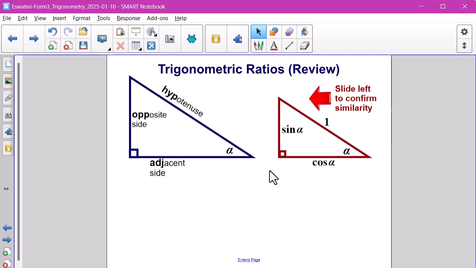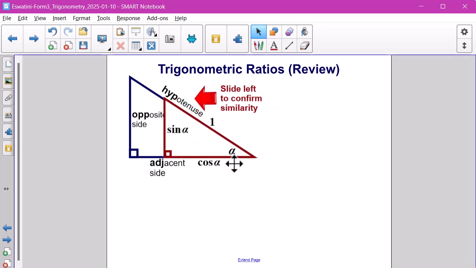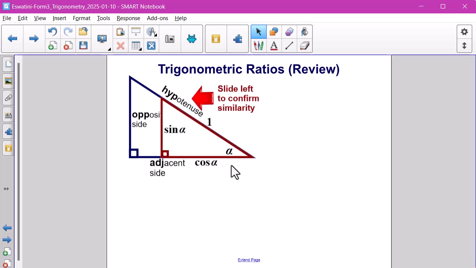We have these two triangles. They both have a right angle and this angle alpha. If we take this red triangle and we drag it over, it overlaps directly with the ends of our original blue triangle that we had there. So we can clearly see that these two triangles are similar.